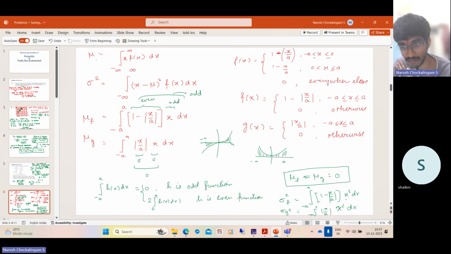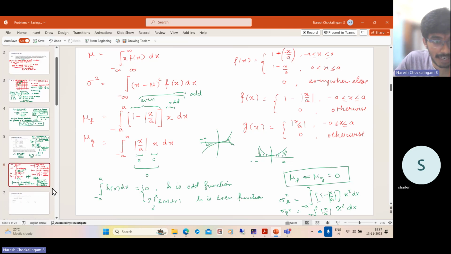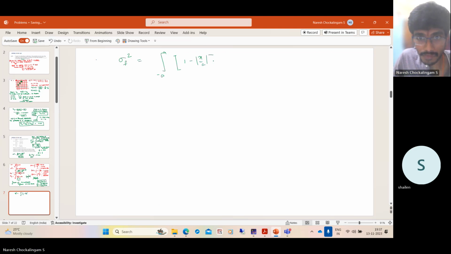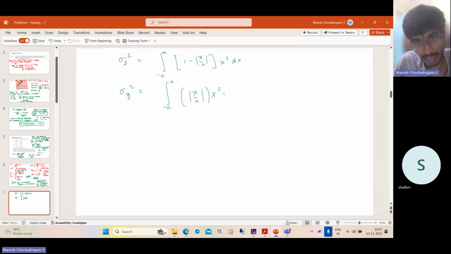this is an even function. This is also an even function. So this is not equal to 0. And here both are even functions. So sigma f square is equal to the integral from minus a to a of 1 minus mod x by a, x square dx, and sigma g square is the integral from minus a to a of mod x by a, x square dx.